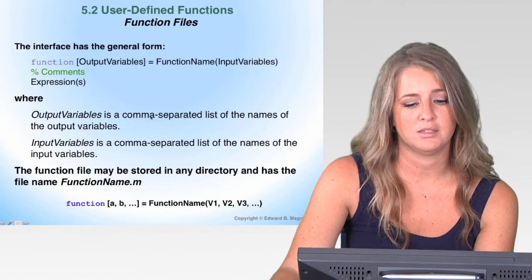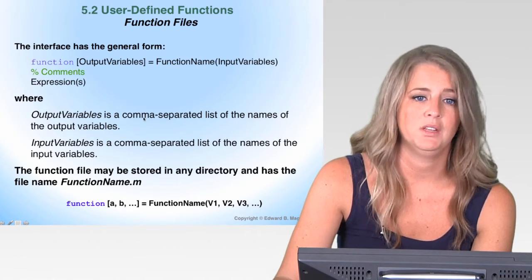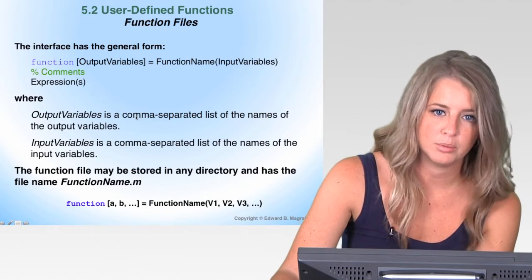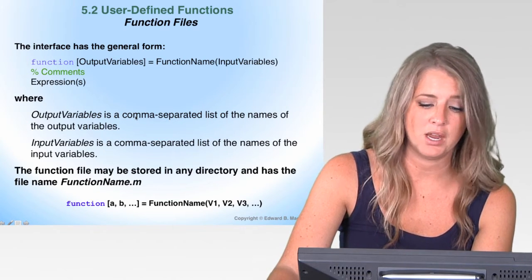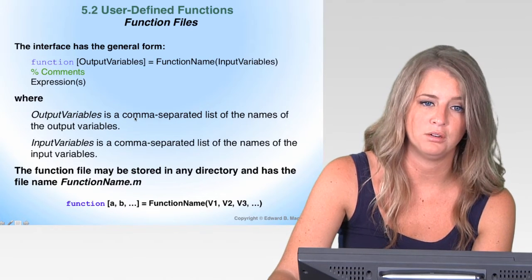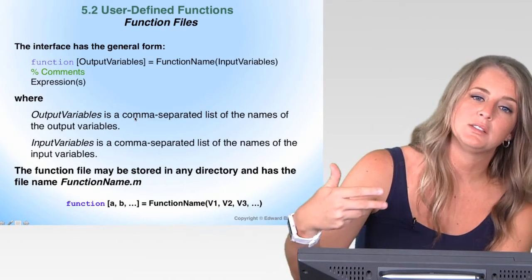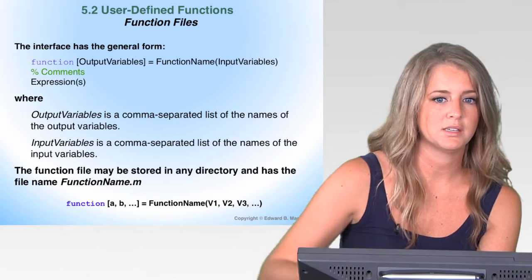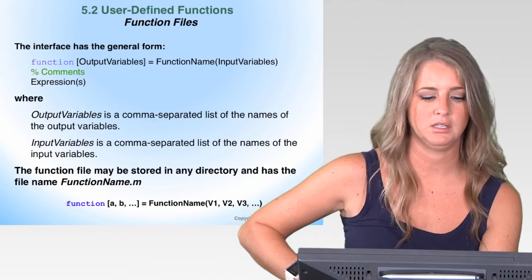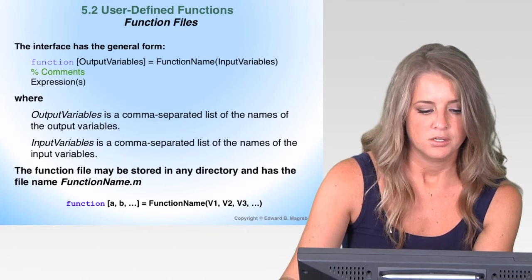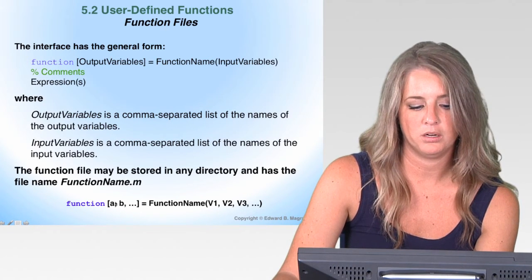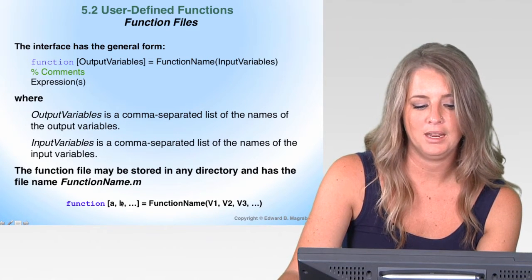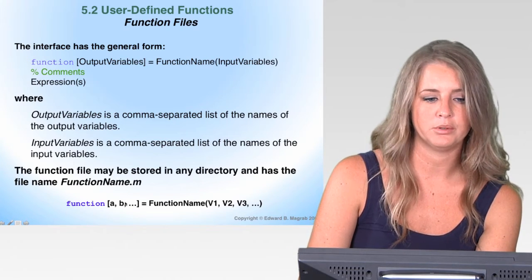So output variables, again, is just a comma-separated list of names of the output variables, and then input variables is a comma-separated list of the names of the input variables. The function file may be stored in any directory and has the file name function file. Again, just good practice, save it within that MATLAB folder that I showed you guys from chapter 1, just because then they're easily accessible. You can locate them anytime you need to execute them at some point in the future. So this shows more of the syntax where you would actually have variables inside. So V1, V2, V3 are your input variables. A and B, so on, would be your output variables.